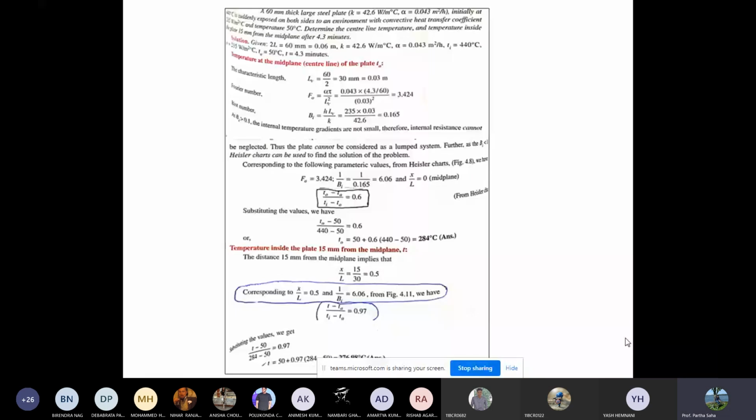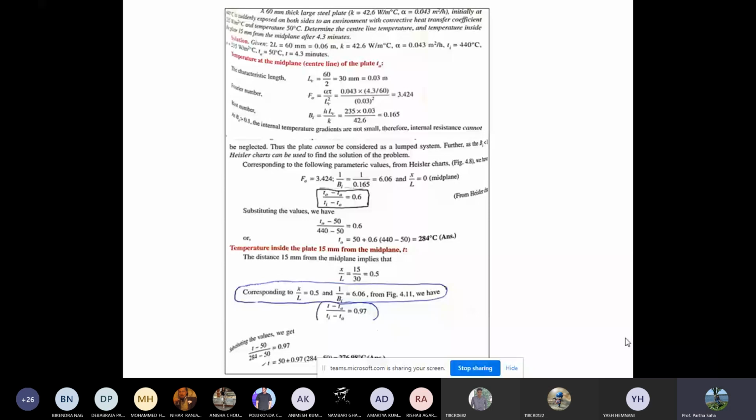A 60 millimeter thick large steel plate, with thermal conductivity given as 42.6 watt per meter C and thermal diffusivity alpha given as 0.043 meter square per hour, initially at 40 C, is suddenly exposed on both sides to an environment with convective heat transfer coefficient 25 watt per meter square C and temperature of 50 C. Determine the center line temperature and the temperature inside the plate 15 millimeter from the mid plane after 4.3 minutes.